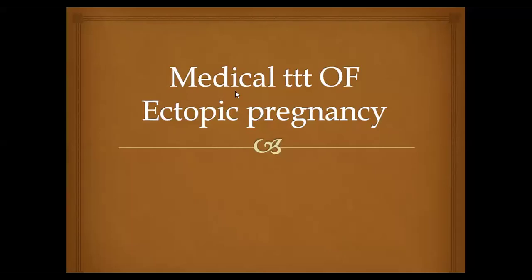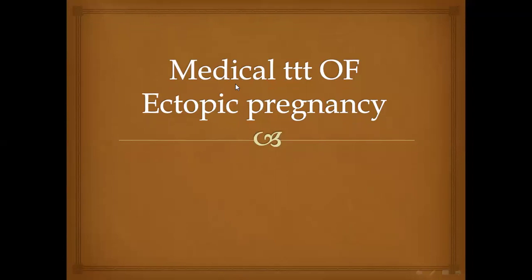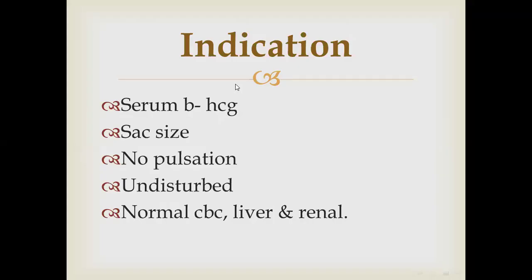Medical treatment of ectopic pregnancy, especially tubal pregnancy. What is the indication of using medical treatment of methotrexate? First, serum beta HCG should be less than 5,000, and there is another opinion less than 6,000. And sac size should be less than 3.5 centimeter. And sure, there is no fetal pulsation in ectopic pregnancy.